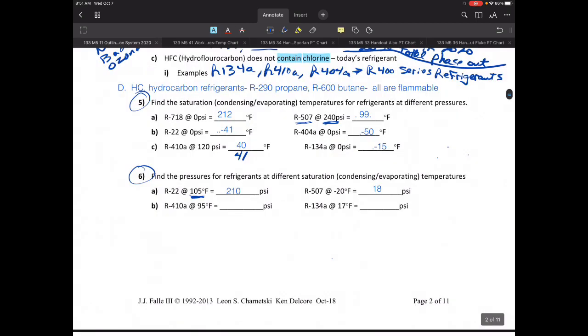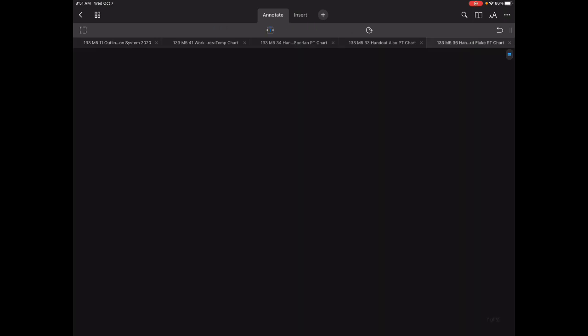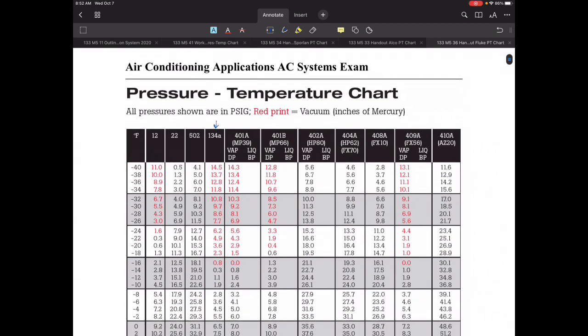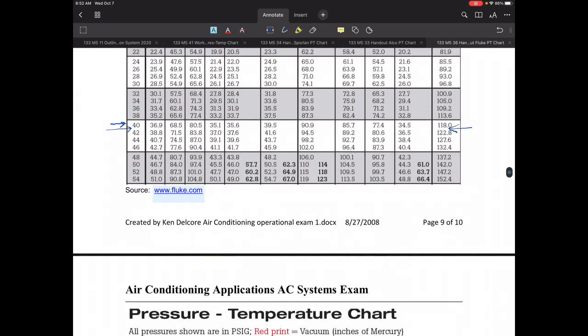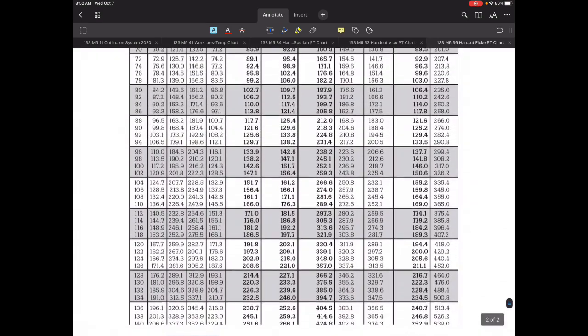410A at 95 degrees. So in this particular chart, we're going to list our 410A at 95 degrees. So let's see if we can find that one. We can look at the Flute chart in this case. So again, we had our 410A, that was on the far right side. We are going to use 95 degrees Fahrenheit. So let's go all the way up to the 95. And again, we're staying on the far right side.